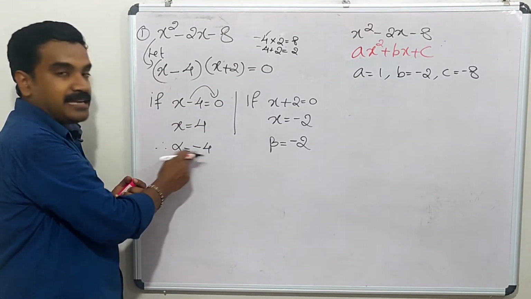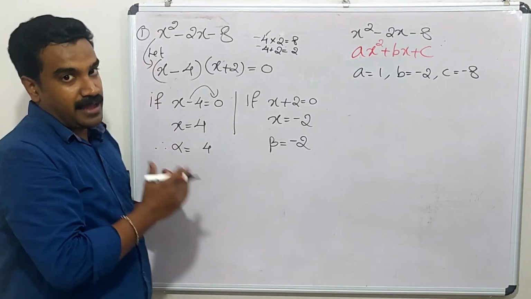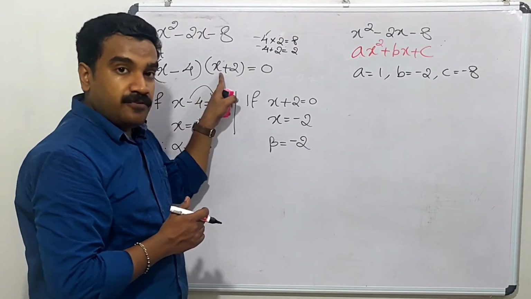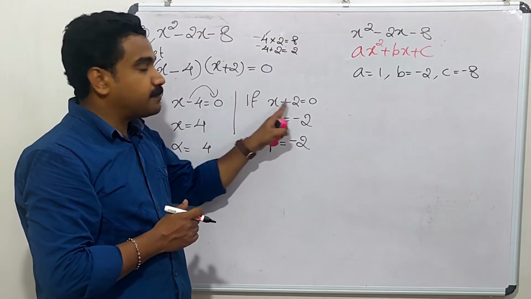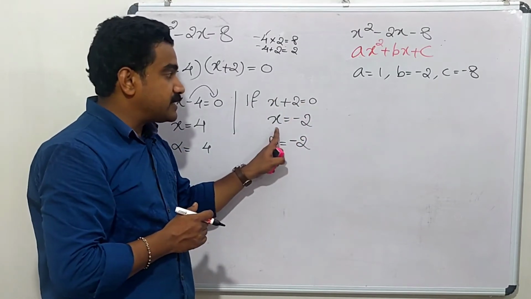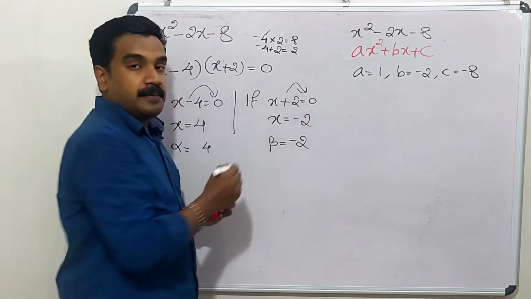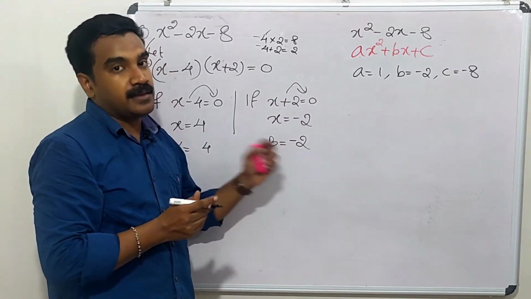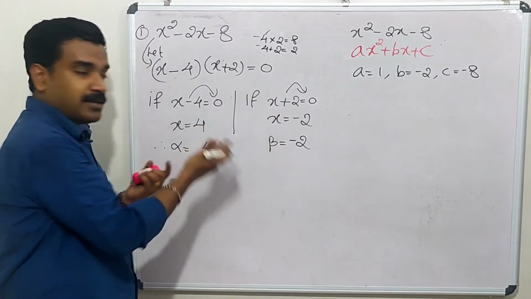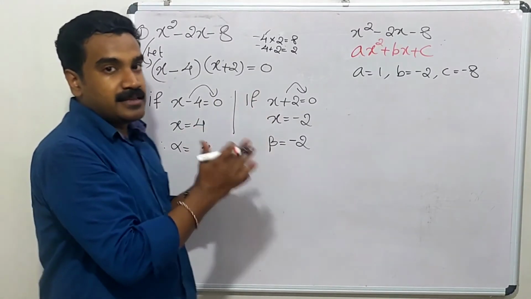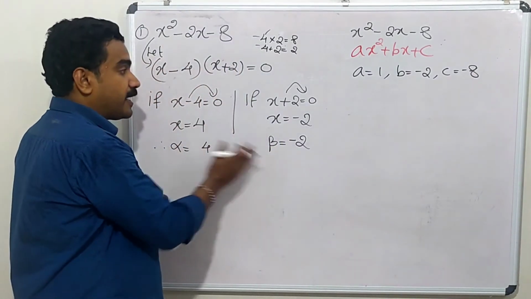You can take that value as the alpha. Next, if you equate the second bracket with 0, that is x plus 2 is equal to 0, you will get x equal to negative 2. If you bring the positive 2 to here, it's equal to negative 2, that you can take as beta. Or you can take this as alpha and this as beta, no problem. One zero is alpha and another zero is beta. So now we got alpha and beta.